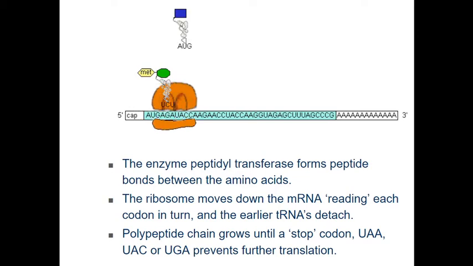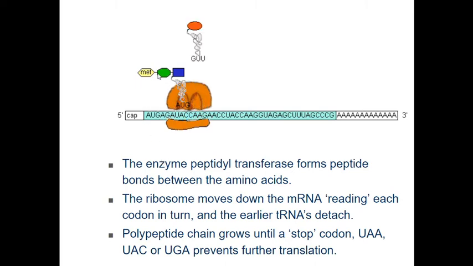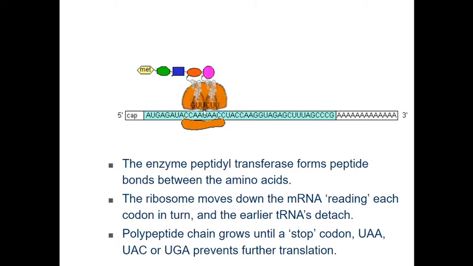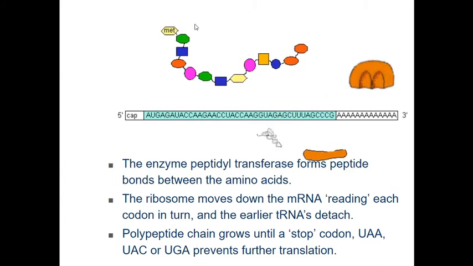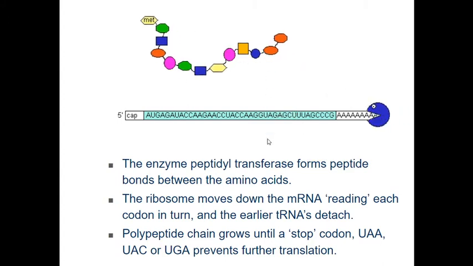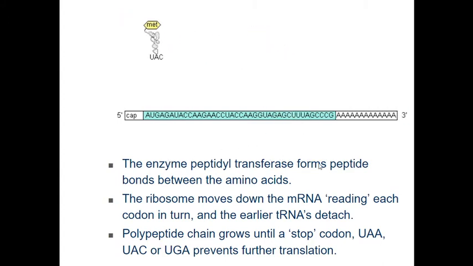We can see that the enzyme peptidyltransferase will form a peptide bond between the amino acids, between these ones here. So we have the correct base pairing of the tRNA and the mRNA. We have the amino acids being produced. We have the peptide bonds formed between the amino acids and the overall protein produced.